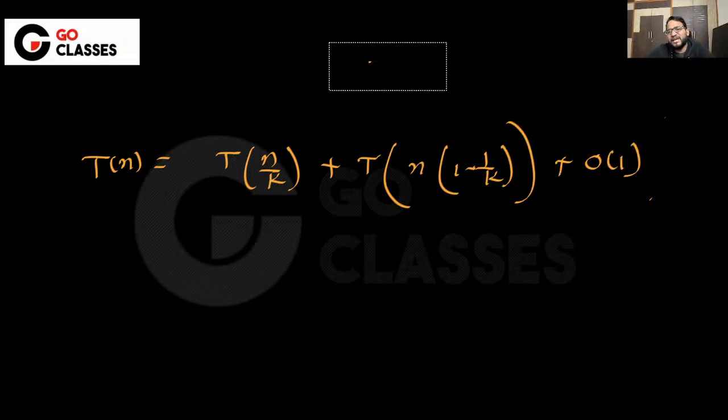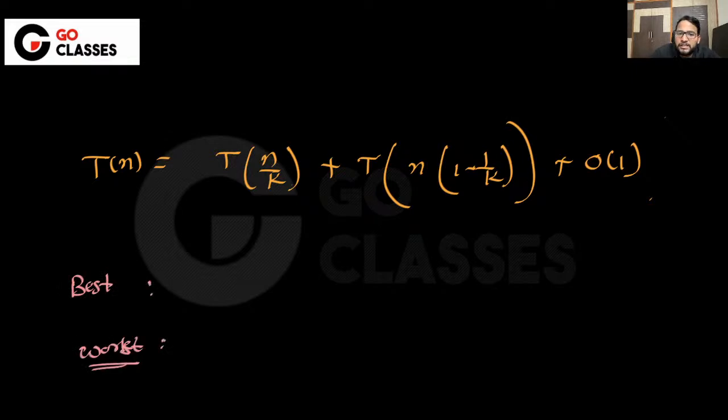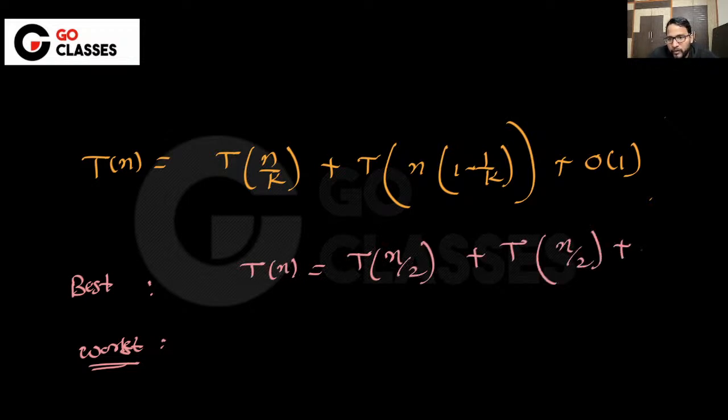Now, can you tell me, isn't this formulation exactly the same as quick sort, where you divide into n by k and that part? So this is exactly the same as quick sort. In quick sort, you know that there are two cases, the best case and the worst case. In the best case, this is T of n by 2 plus T of n by 2 plus order of 1.